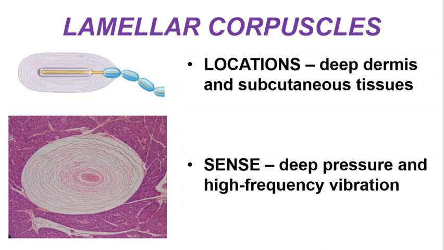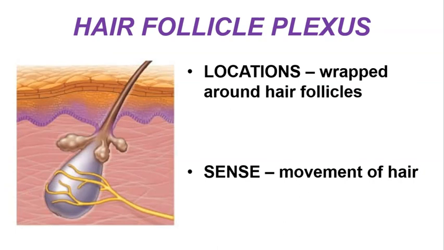The lamellar corpuscles are sensory neurons that are wrapped in layers of connective tissue and are primarily located deep within the dermis. Because of their depth, they sense deep pressure on the skin as well as high-frequency vibrations. The hair follicle plexus are the dendrites of sensory neurons that are wrapped around hair follicles. These function to sense the movement of the hairs and allows the hairs to function as sensory structures.